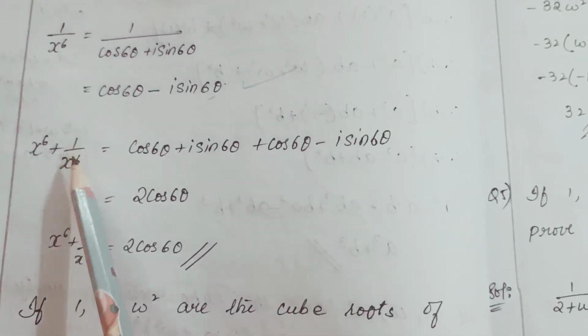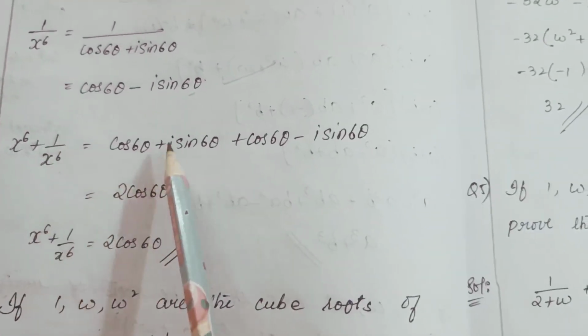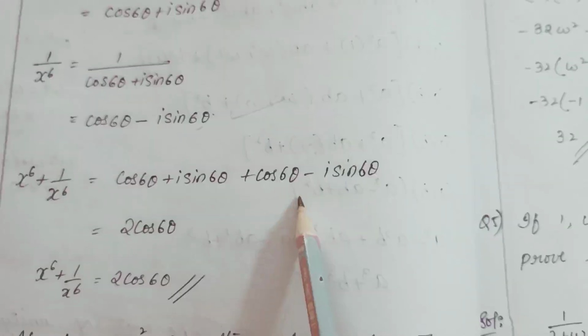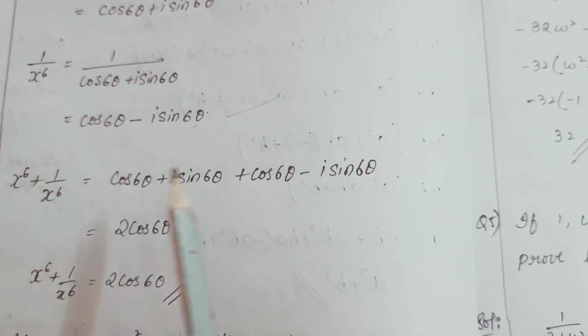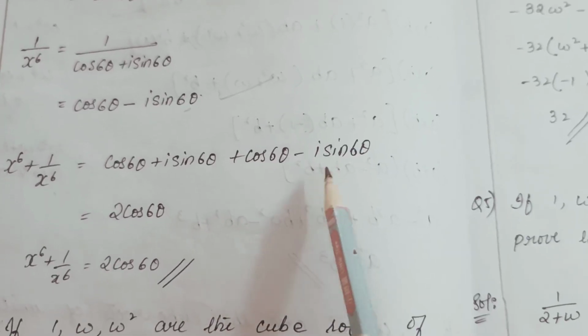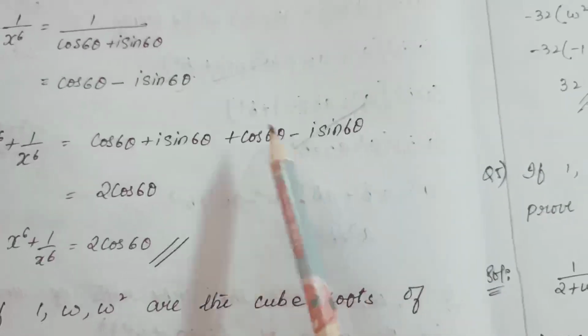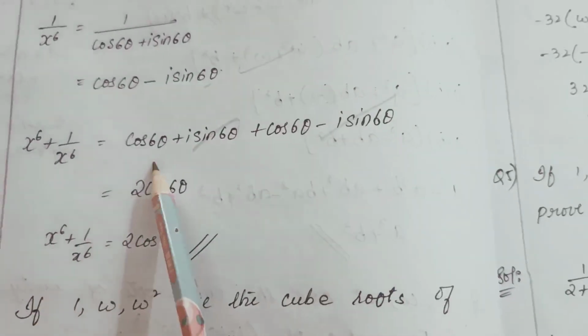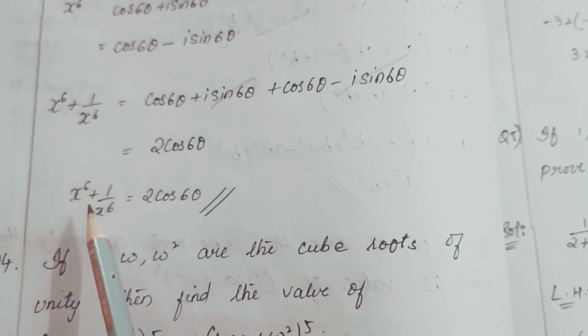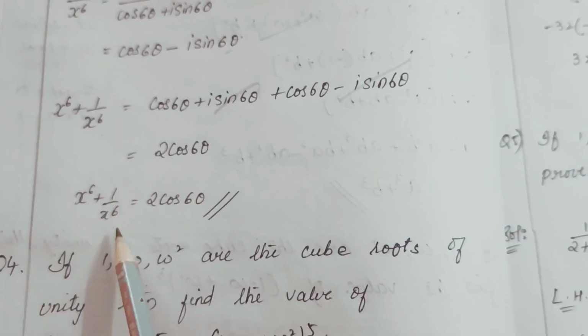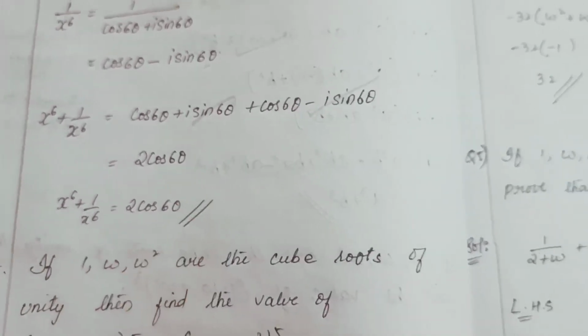x power 6 plus 1 by x power 6 is cos 6 theta plus i sin 6 theta, and this 1 by x power 6 value is cos 6 theta minus i sin 6 theta. Here the sine terms get cancelled. Cos 6 theta plus cos 6 theta is nothing but 2 cos 6 theta. So x power 6 plus 1 by x power 6 will be 2 cos 6 theta.